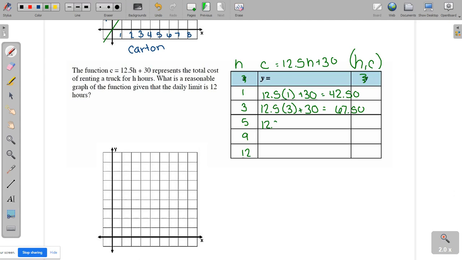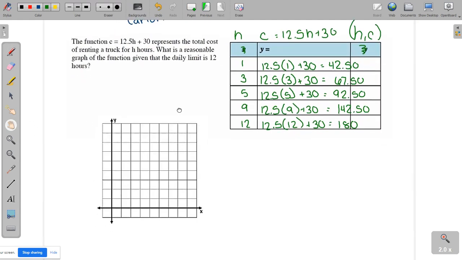If we substitute 5 hours in, we get a total of $92.50. If we substitute 9 in, we get a total of $142.50. And lastly, our max of the day is 12. So if we substitute 12 hours in, we get a total of $180. So running the truck, the most you will pay is $180.